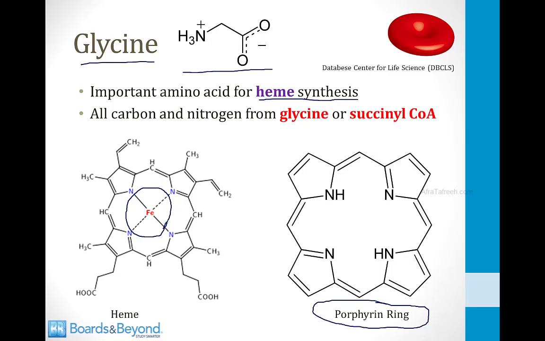And even though it's a very big molecule, it's made up of lots of small molecules that come from glycine and also succinyl-CoA, which is part of the TCA cycle. And it's high yield for Step 1 to remember that these two components are what make up the large molecules that you find in heme.